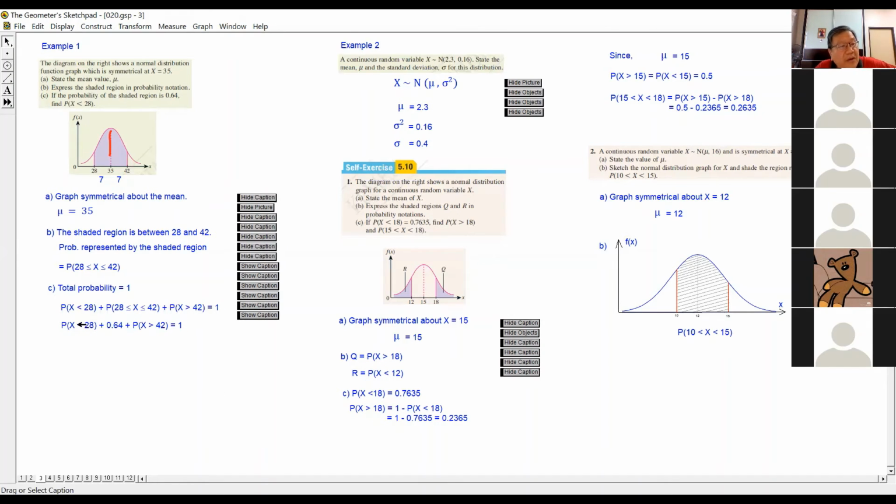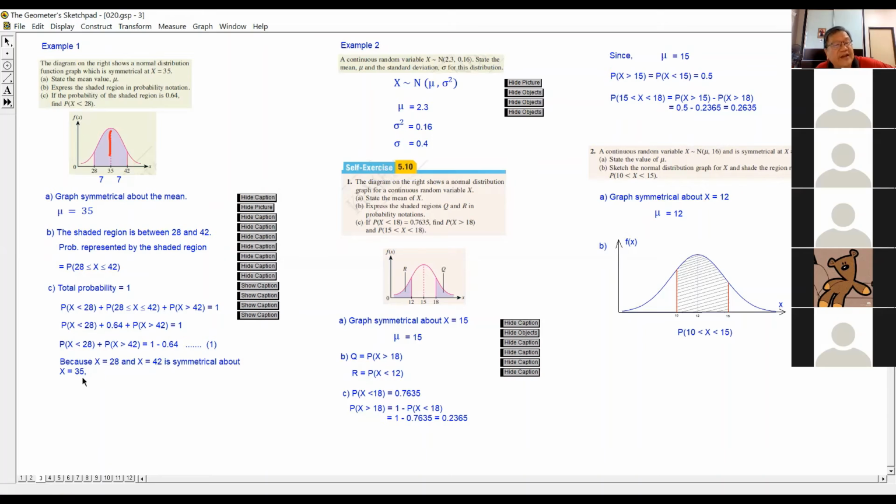Okay, so now area less than 28, I don't know. Area at the center, I know, 0.64. Area of the upper tail, I don't know. So the three of them add together is 1. So the area of the upper tail and the lower tail, you add together is equal to 1 minus 0.64. I just move this number 0.64 over to the other side, so it's minus 0.64.